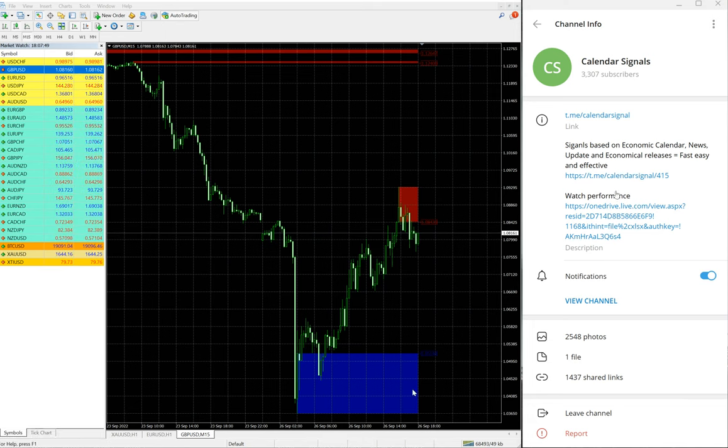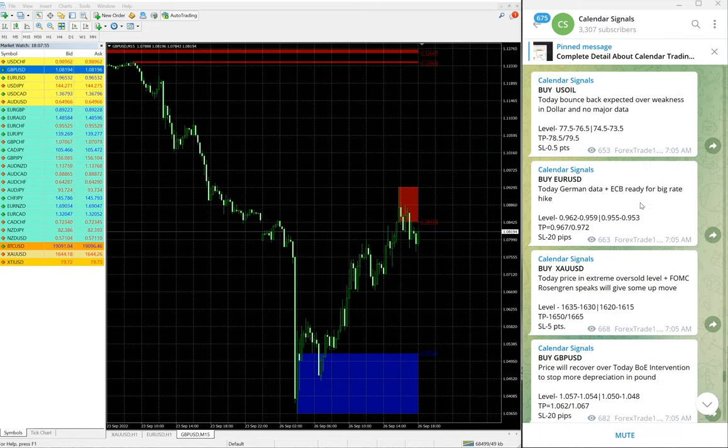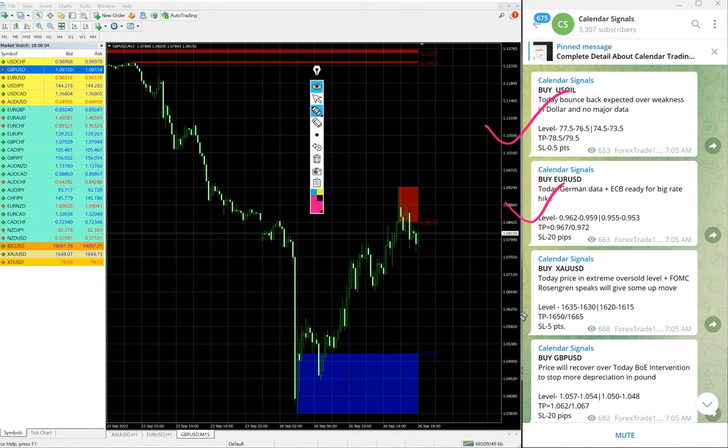And today we gave these following signals here. Buy USOIL, buy EURUSD, buy XAUUSD, which is buy gold, and buy GBPUSD. These four signals we posted.